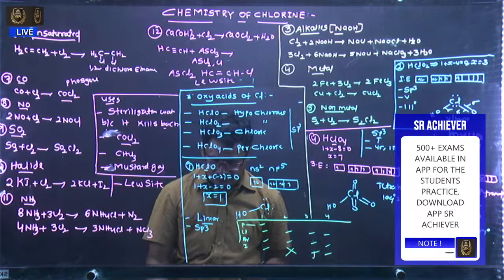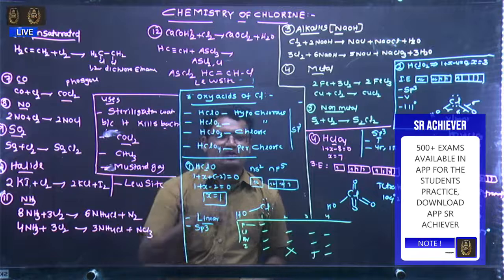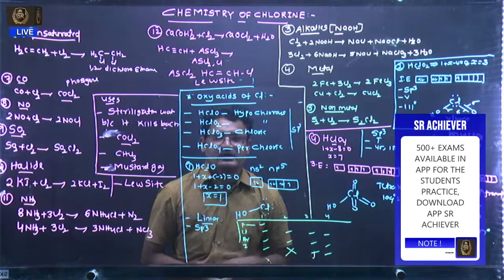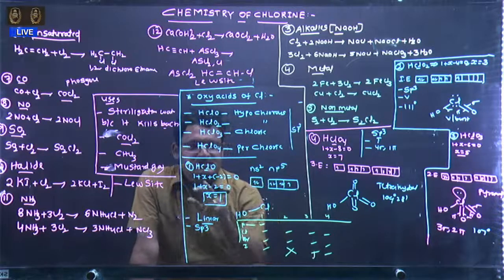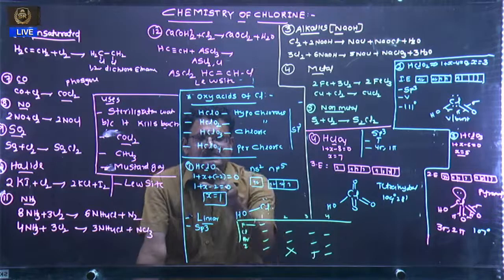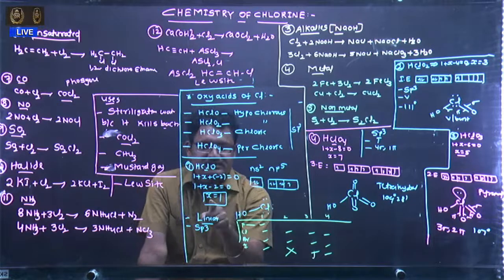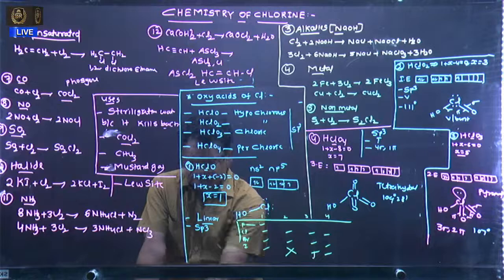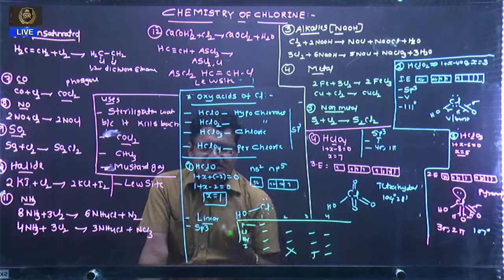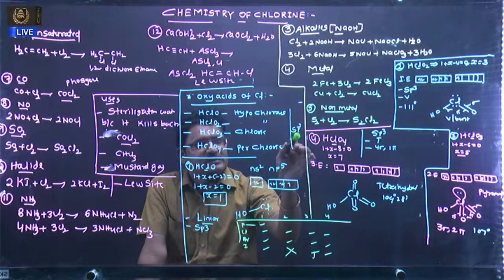So what are the oxy acids of chlorine? These are 4 types: hypochlorous, chlorous, chloric, perchloric. Hypochlorous: first we find the oxidation state. Oxygen's oxidation state is -2, hydrogen's is 1, so chlorine's oxidation state is 1. It has one unpaired electron, so it is in the first excitation state.